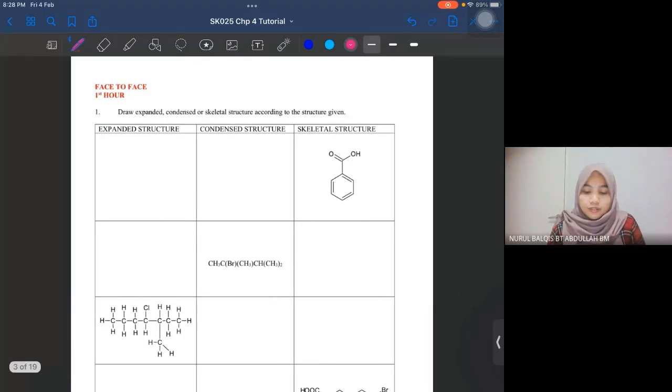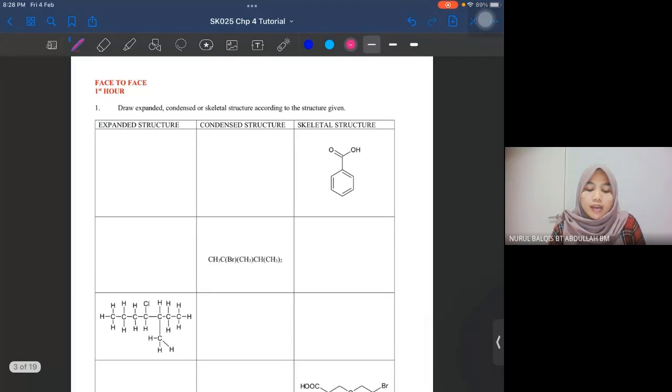Okay, proceed. Face-to-face question. Draw expanded, condensed or skeletal structure according to the structure given. For the first compound, it gives you a skeletal structure. For you to form a condensed structure, for the ring, we have to show the bond between carbon and carbon. The carbon chain, do we need to show it?